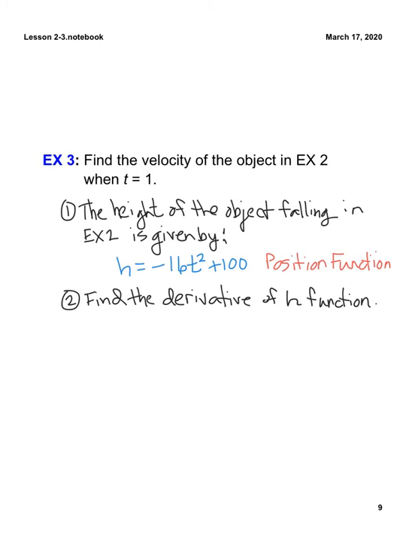All right, so our derivative, we're going to call it h prime of t. So there's our derivative. And so remember, we're just taking 2 times negative 16 and reducing that by 1, and the derivative of a constant is 0. So our derivative is quite simply negative 32t. That's it. So this is called our velocity function.